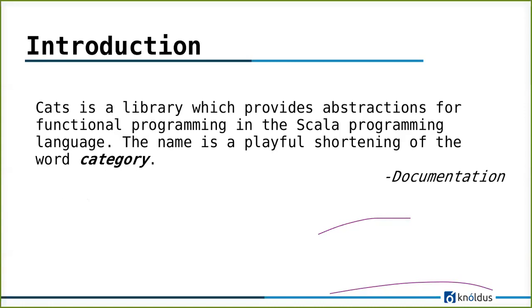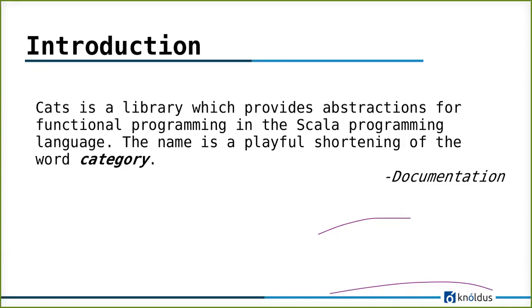So according to the documentation, Cats is a library which provides abstractions for functional programming in the Scala programming language. The name is a playful shortening of the word category. So Cats contains a wide variety of functional programming tools. The majority of these tools are delivered in the form of type classes. So let's discuss what type classes are.